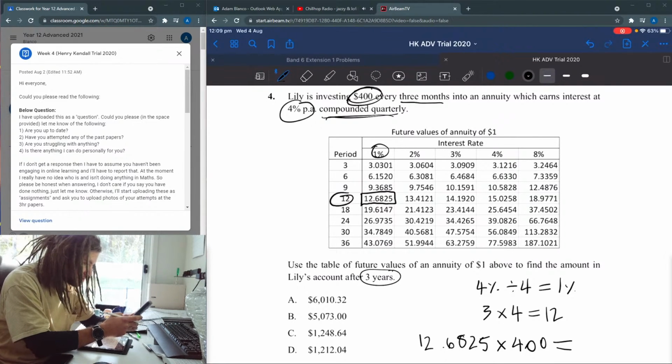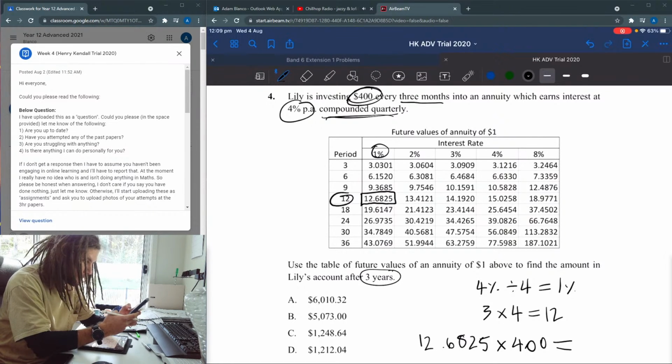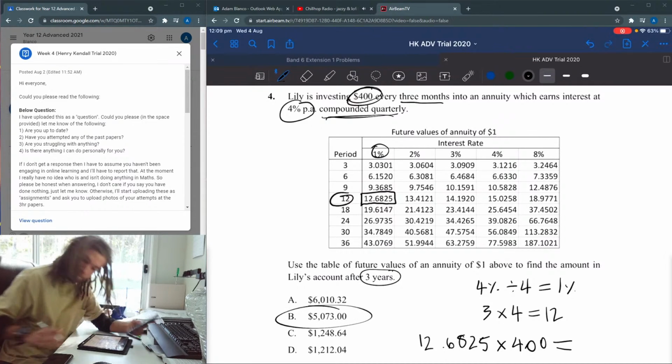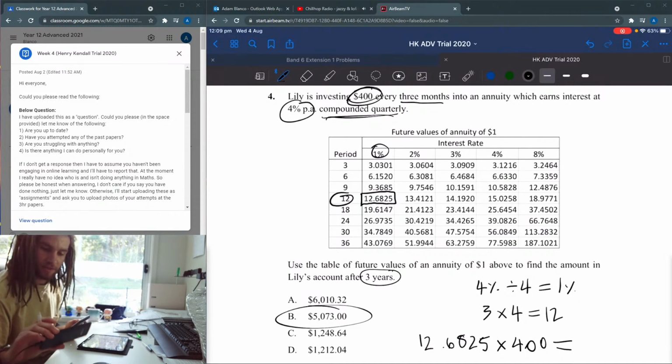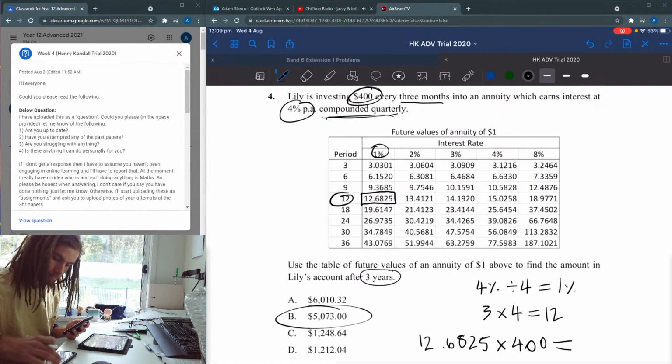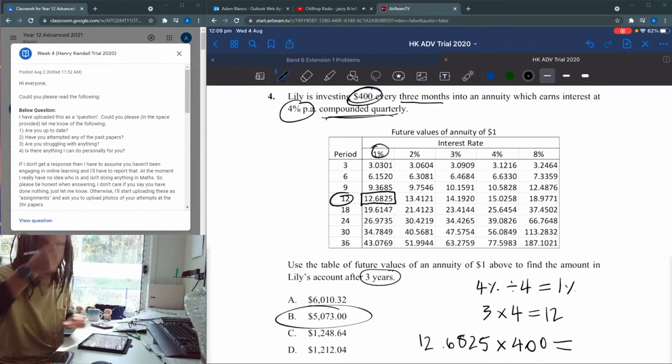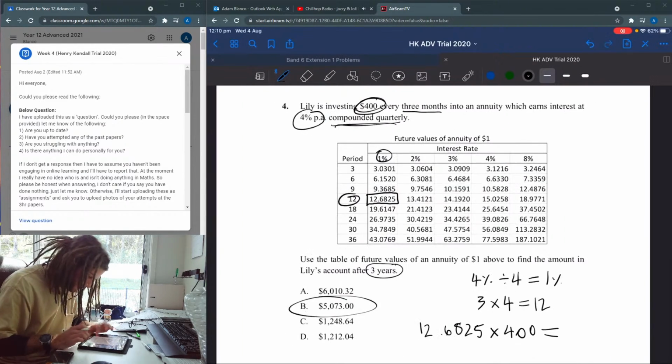I wonder if there was a way to stream my calculator to the screen. 5073. 5073. Yeah, so before I was using my phone as the webcam and the audio. Maybe I need a microphone. Anyway.